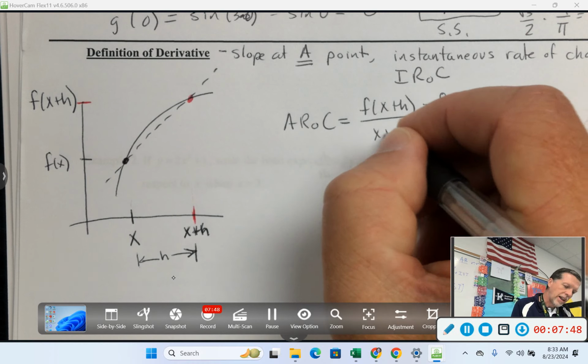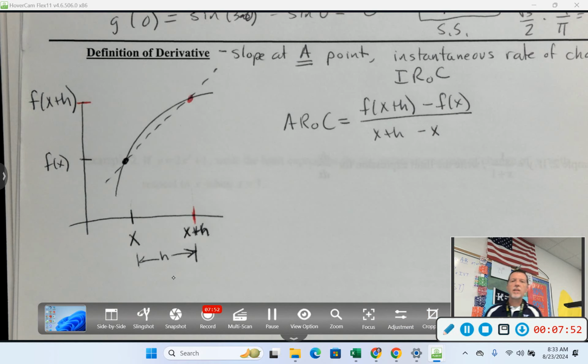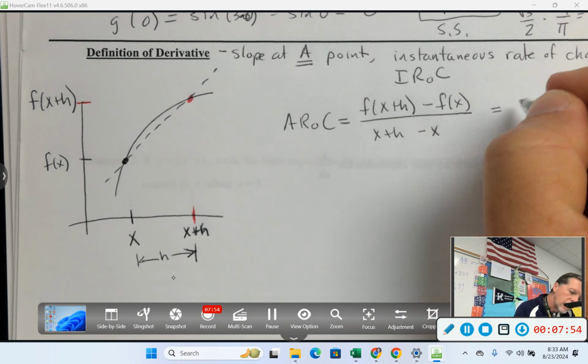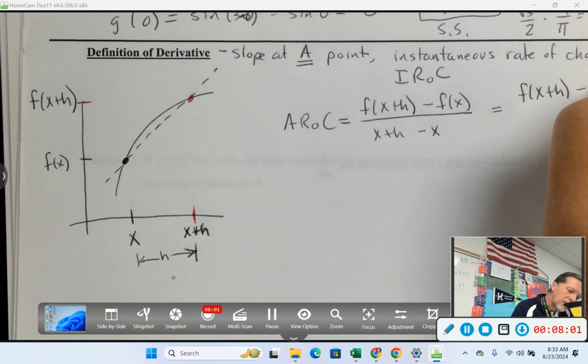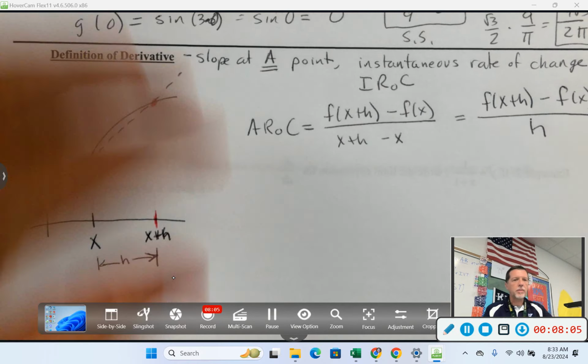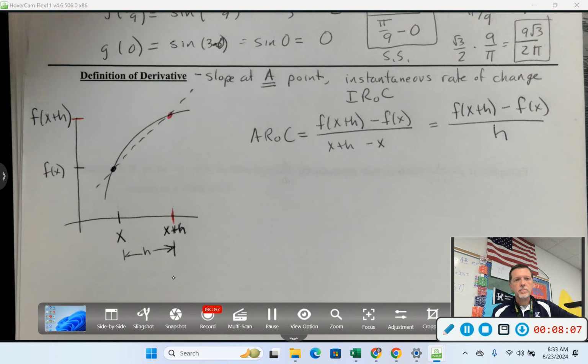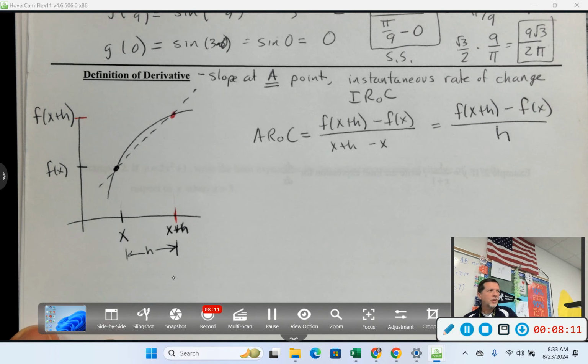I guess we could write it out. x plus h minus x, where the x's cancel and we just have h. f of x plus h minus f of x all over h. Okay, that's a lot of letters. But do you see how that's the slope of that?